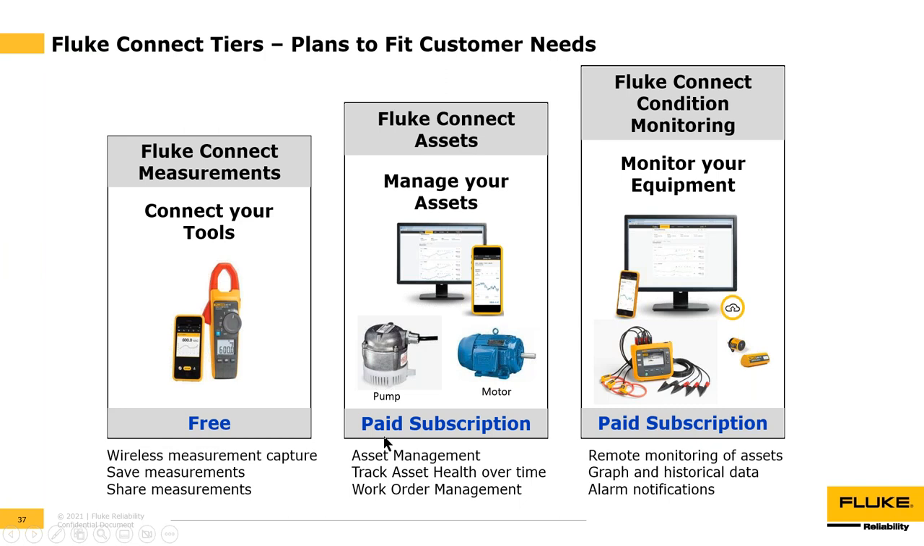It's absolutely free. The next level up is Fluke Connect Assets, which normally cost $250 per year, but is free for 1 year if you sign up now to try it out. This level includes all of the features available in the Fluke Connect measurements tier, plus asset management, the ability to track asset health over time, as well as work order management.